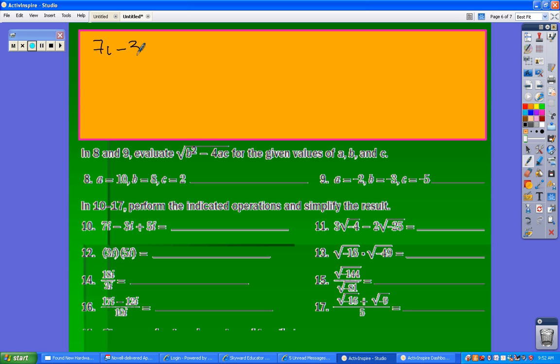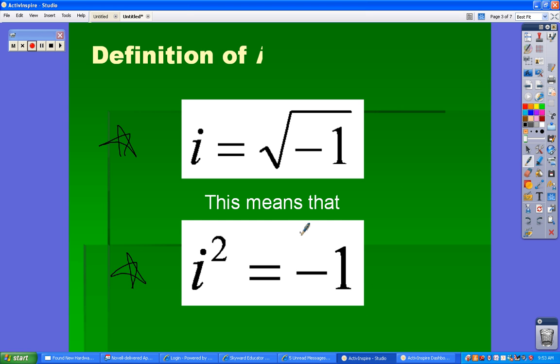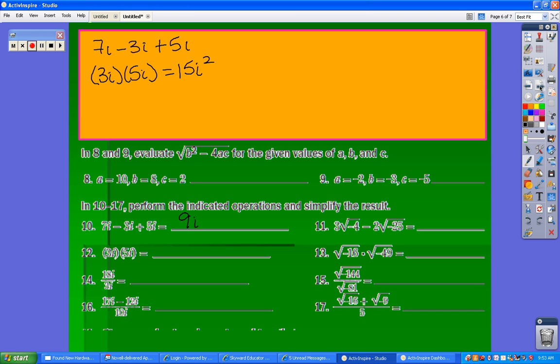7i minus 3i plus 5i. Just treat them like they're x's. 7i minus 3i is 4i. 4i plus 5i is 9i. Okay, I'm going to do these evens first. 3i times 5i. That's 15i squared. Yes, i can be squared, and if you remember, i squared is negative 1. So this is 15 times negative 1, which is negative 15.